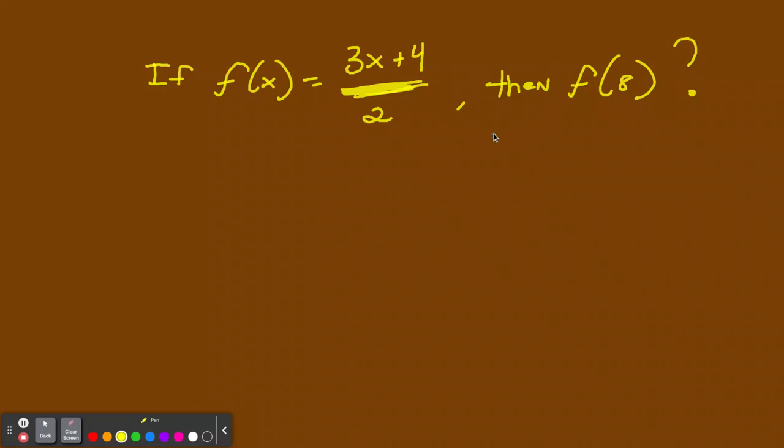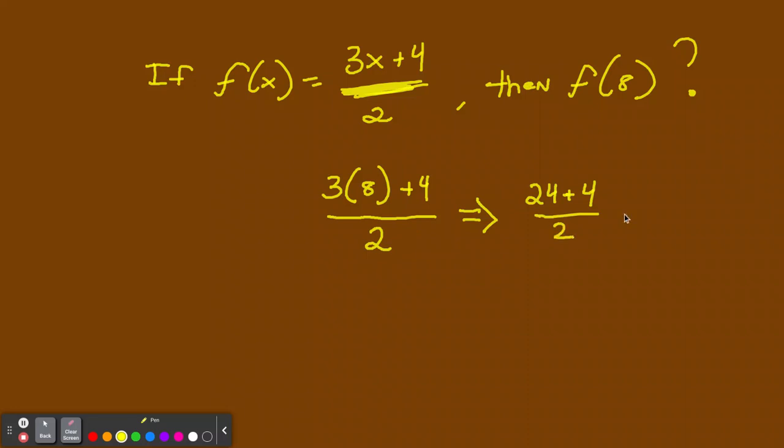So again, just plug in 8 for the x, right? So this would be 3 times 8 plus 4 over 2. And we'll put a little arrow over there. So you're going to have 24, because 3 times 8 is 24, plus 4 over 2. You're going to have 28 over 2. And we know that f of 8 would equal 14.